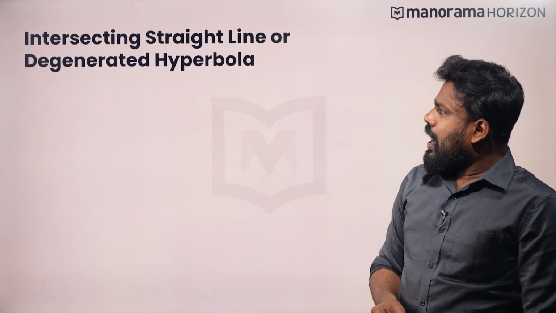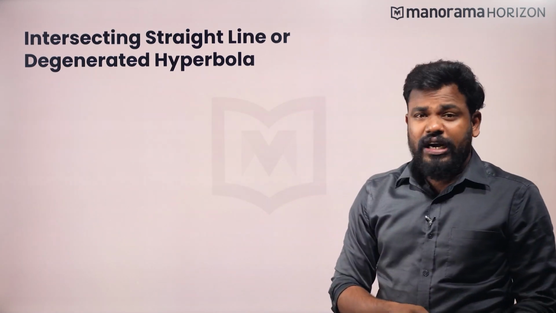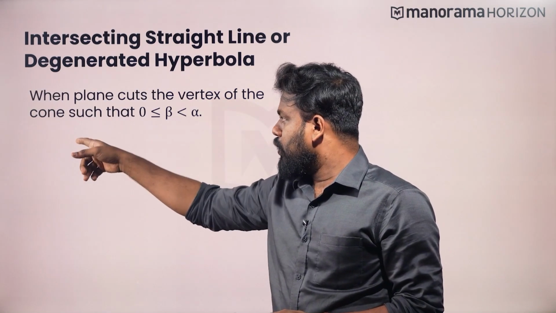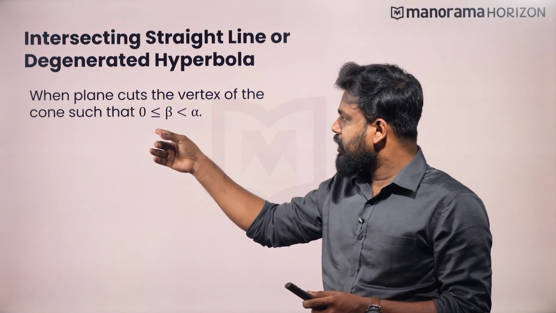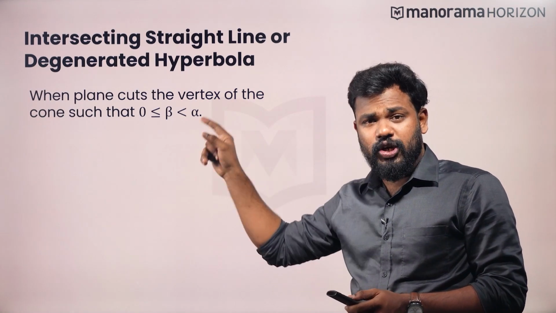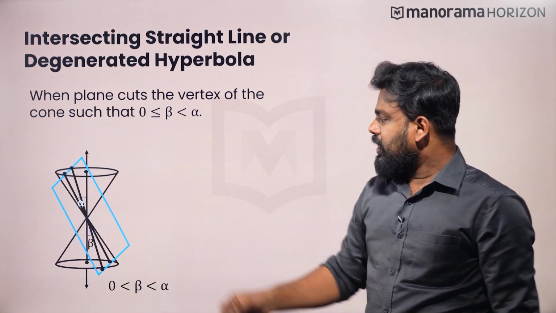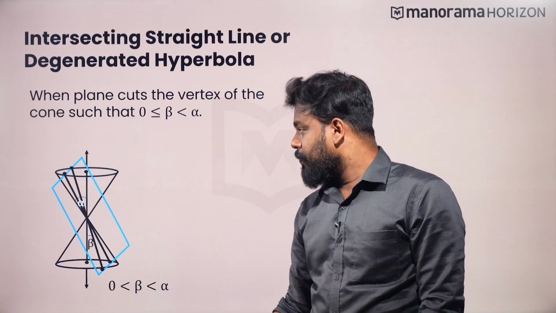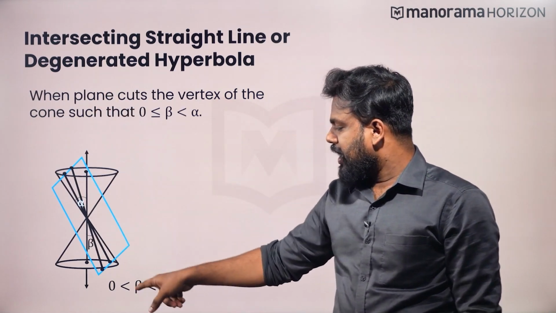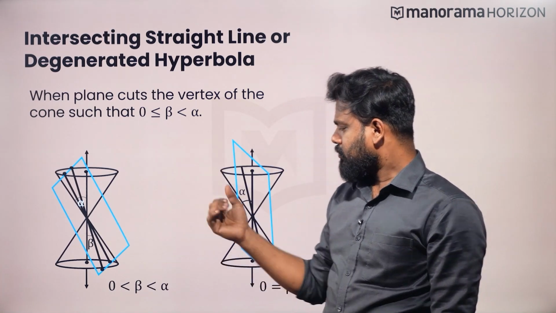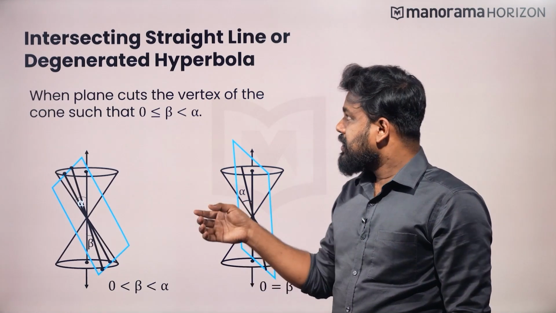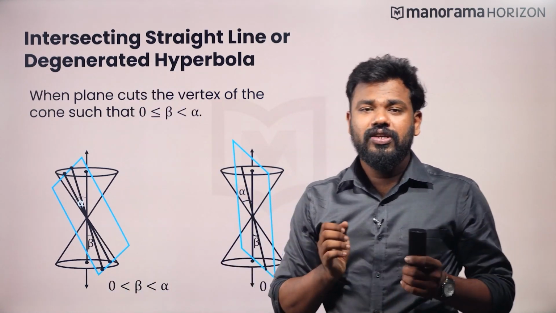Okay. And another one, you have intersecting straight lines or degenerated hyperbola. What is this degenerated hyperbola? When the plane cuts the vertex of the cone such that the condition, you have to remember the condition is 0 less than or equal to beta less than alpha. And there are two conditions. 0 can be less than beta, or 0 can be equal to beta. So let's look at the first condition where 0 less than beta less than alpha. And you get two such lines. Yes. So you get two lines over here when this condition is satisfied, that is 0 less than beta less than alpha. And when 0 is equal to beta less than alpha, you get a single straight line which is the degenerated hyperbola or intersecting straight line.